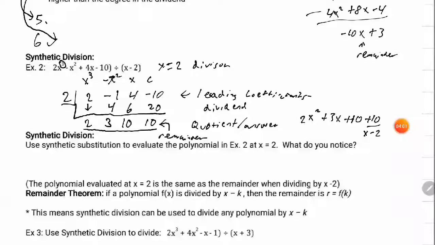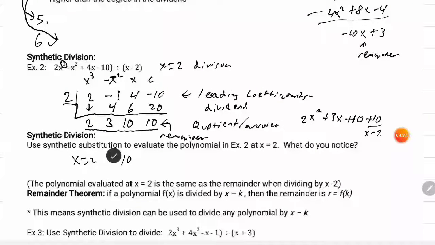Okay, and then the next part: use synthetic substitution to evaluate the polynomial in example 2, so what we just did, at x equals 2. What do you notice? If you look at it closely, I did do x equals 2 for synthetic substitution. Synthetic substitution, remember, is plugging 2 into our equation, and we actually get the remainder. So we would get 10 if we plug in x equals 2 into our dividend, the one that's being divided. We get 10, and that is the remainder.